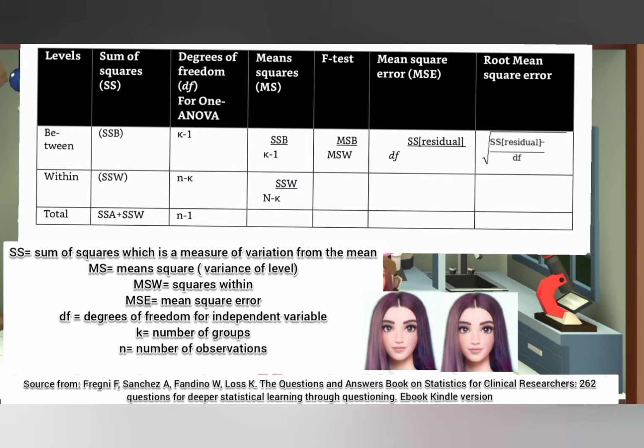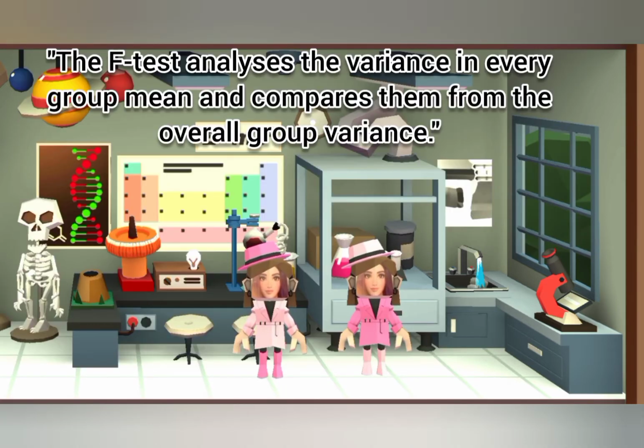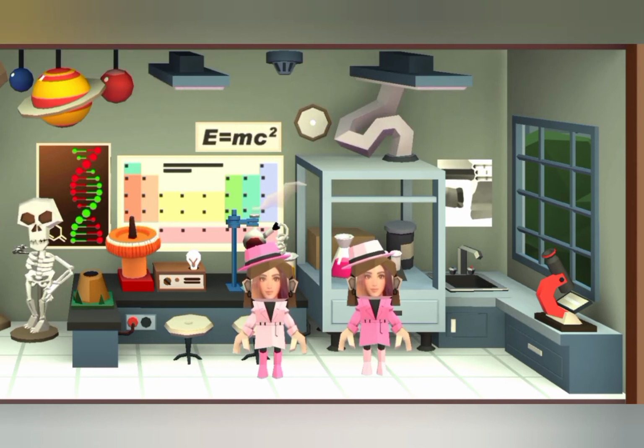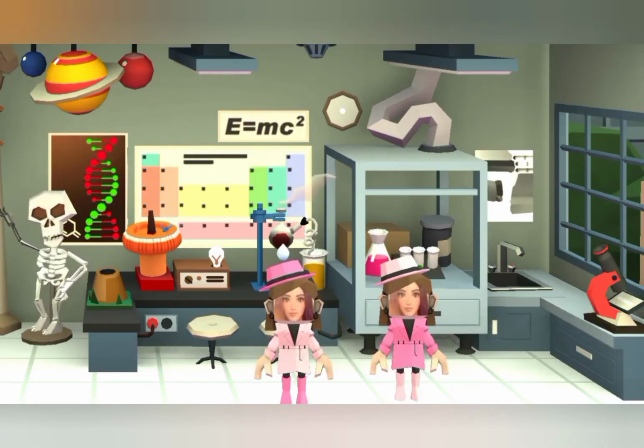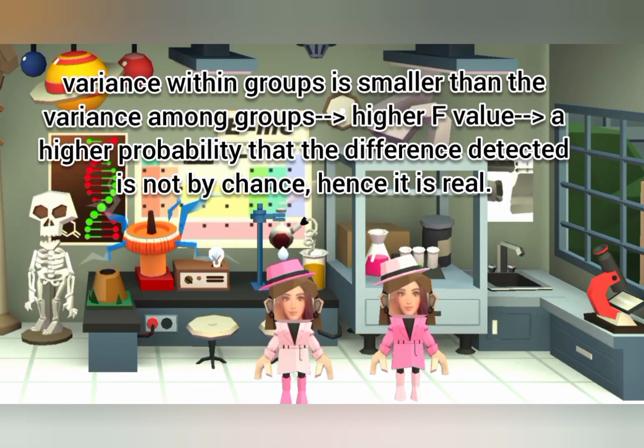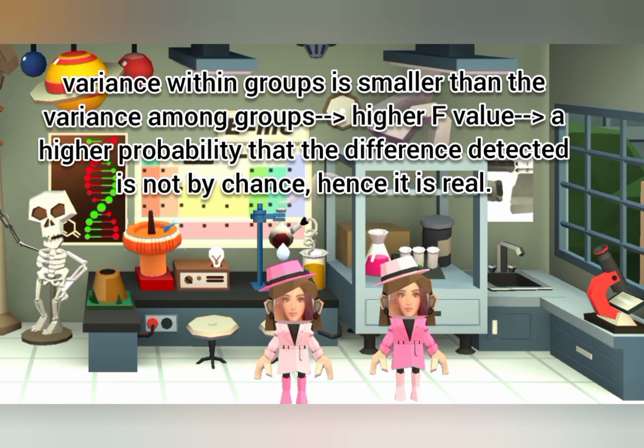Now, the F-test analyzes the variance in every group mean and compares it to the overall group variance. We can obtain an estimation of how much variation in the dependent variable is explained by the independent variable. So, when the variance within groups is smaller than the variance among groups, we will get a higher F value, which demonstrates that there is a higher probability that the difference detected is not by chance, hence it is real.